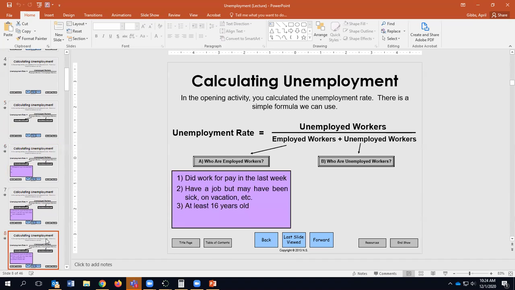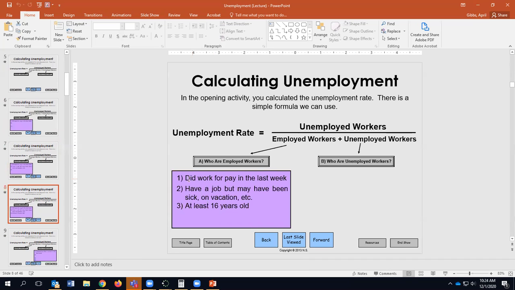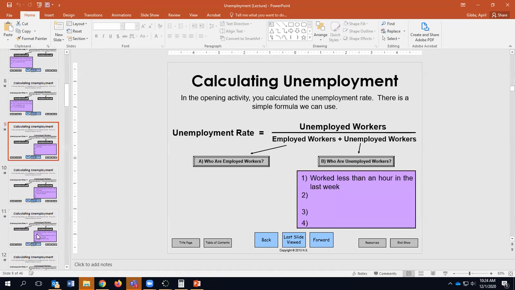So employed workers are people that worked for pay in the last week, have a job but may have been sick or on vacation, and are at least 16 years old. If you're under 16 and you have a job, you're not considered an employed worker. So who are the unemployed workers?